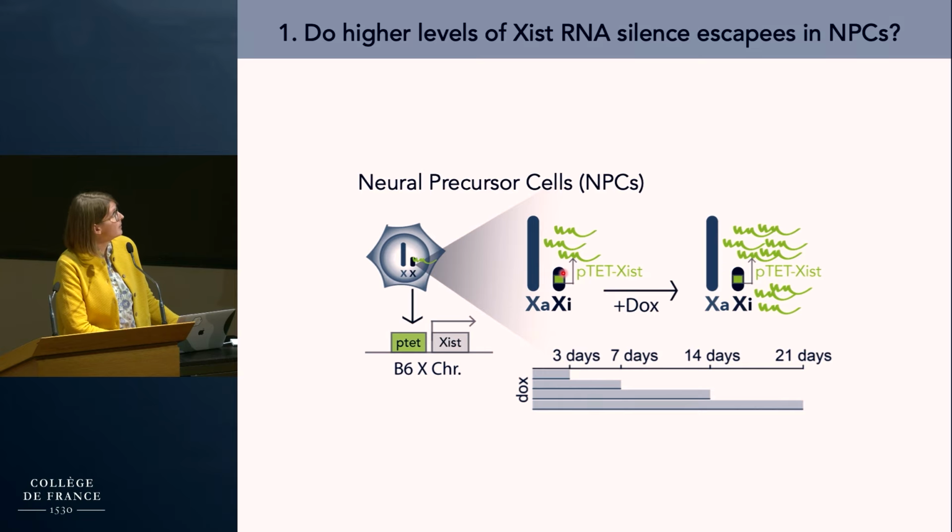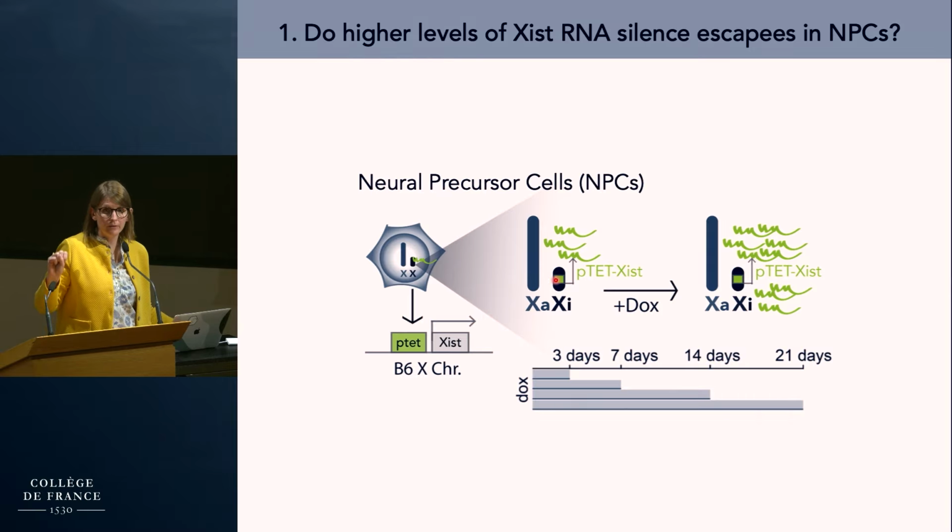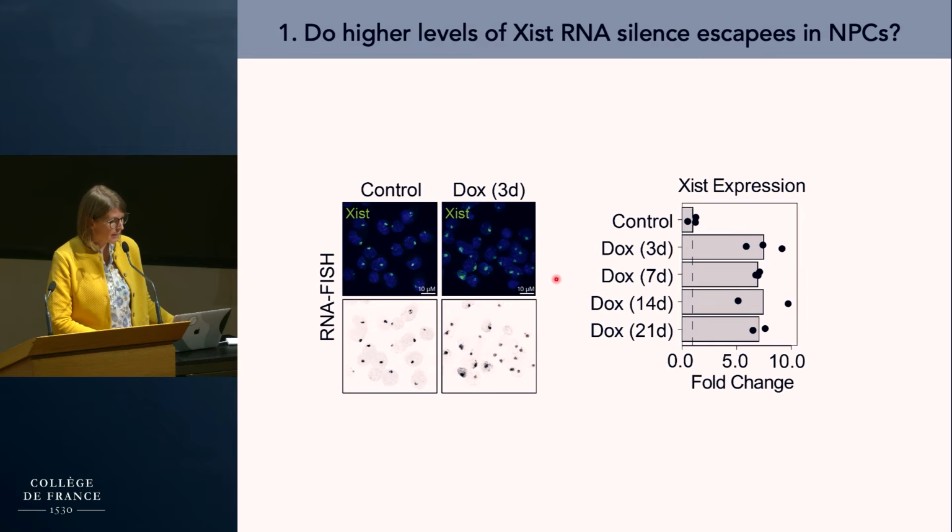So this is NPC, neural precursor cell, that we differentiated starting from an ES cell line where we can trigger the expression of Xist by adding DOX to the media. And then what we do, starting from this inactive X that is already off, we increase the level of Xist over a time course of 21 days. So we first checked that the system works, and we did this by RNA FISH, and you can see in the dots that the clouds become more intense and bigger.